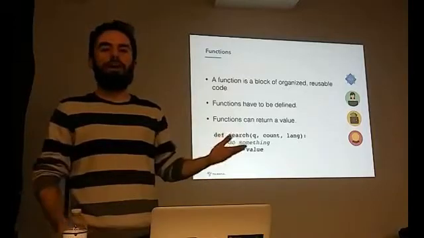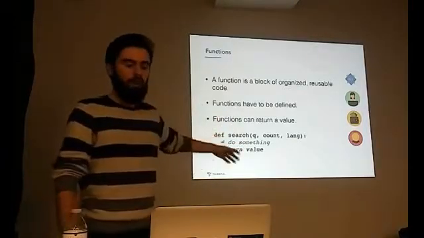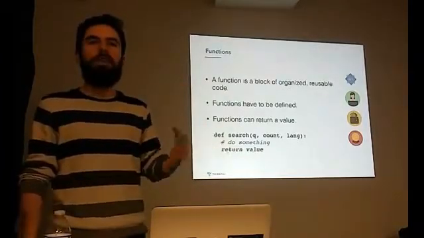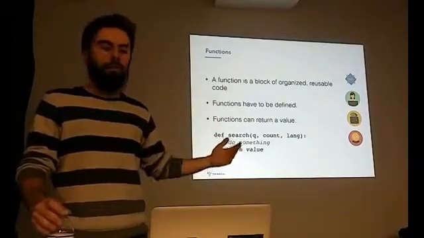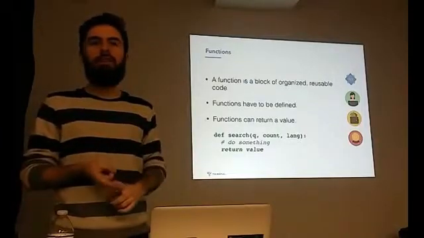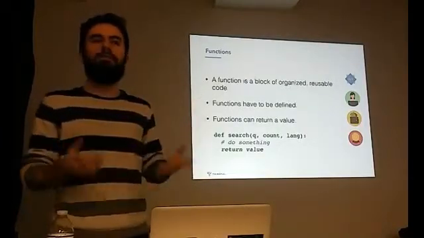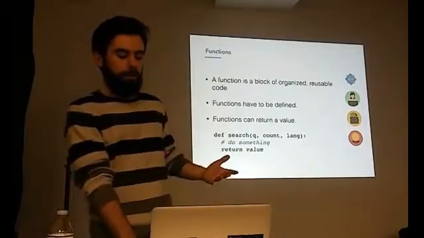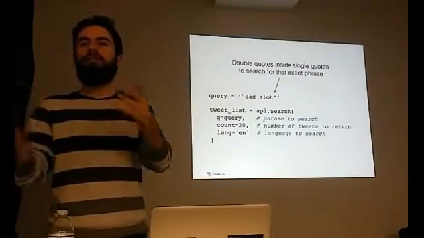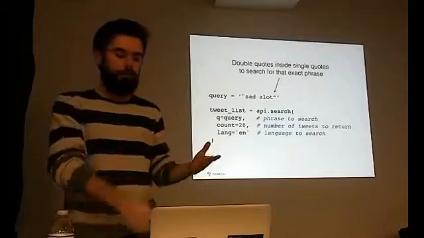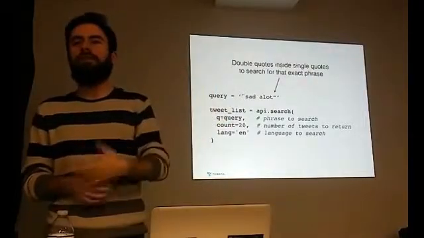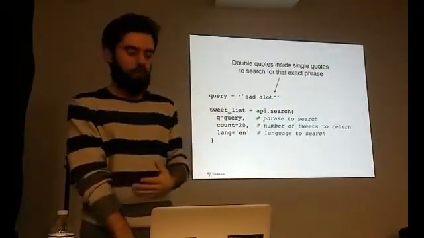As I said, functions have to be defined. It's this code that you see down there. It's a def, which is the keyword for function. You write the name and then the parameters that it takes. Our search function takes a query, a count, which is the number of tweets that we want, and a language. After it does some stuff, functions can return a value. That's why we have tweet list equals search, and the value that the function returns is assigned to tweet list. So in the end, inside of tweet list, we will have a list of 20 tweets that include our query and are in English.